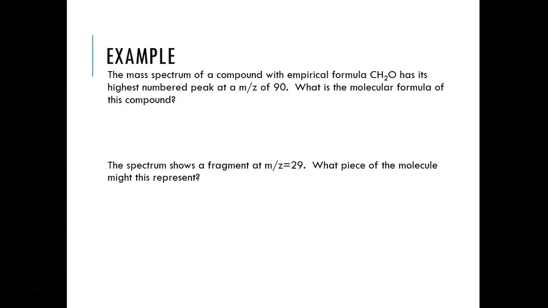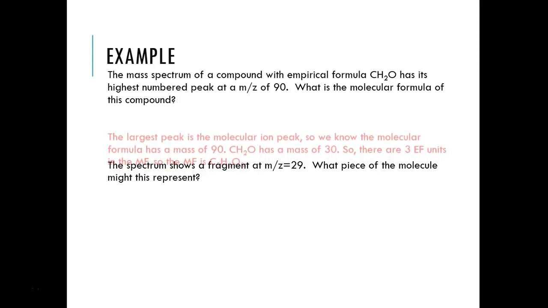Okay, so let's look at an example of the kind of question that they could ask you using mass spec. So this says the mass spectrum of a compound with empirical formula CH2O has its highest numbered peak at a mass to charge ratio of 90. What is the molecular formula of this compound? So this sort of seems like a mass spec question, but this is really just an empirical formula, molecular formula question. The highest numbered peak is going to be at a mass to charge of 90. Okay, so that means that that's the mass of the molecular formula.